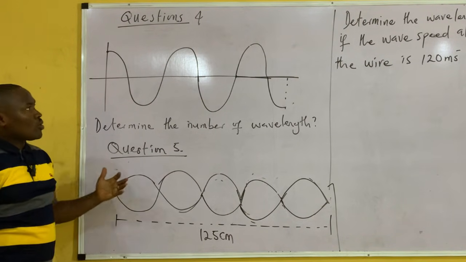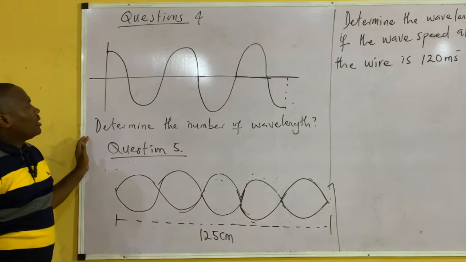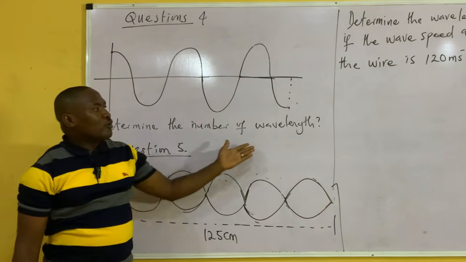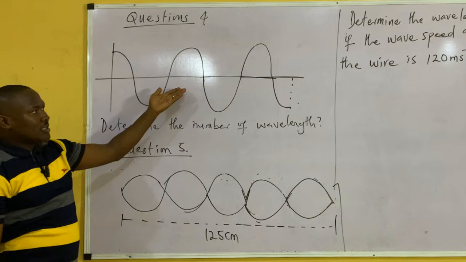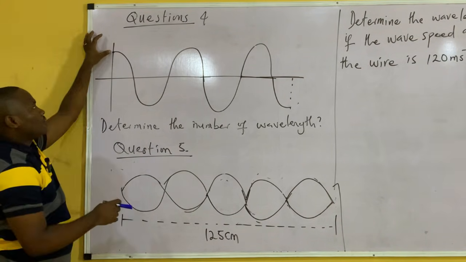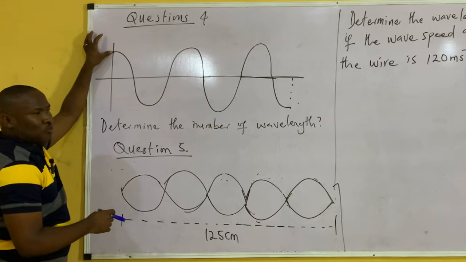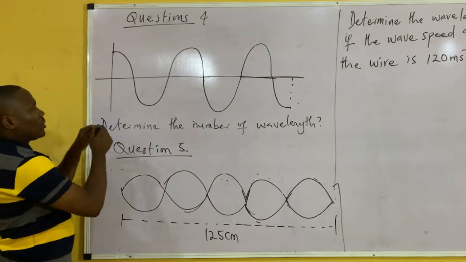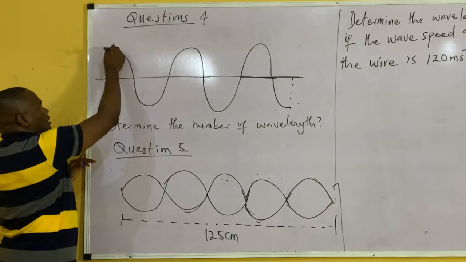Now let's look at more questions. The question says, determine the number of wavelengths in this diagram. Now remember, if you look at this wave, it's starting from this point. And so this would have been a crest.